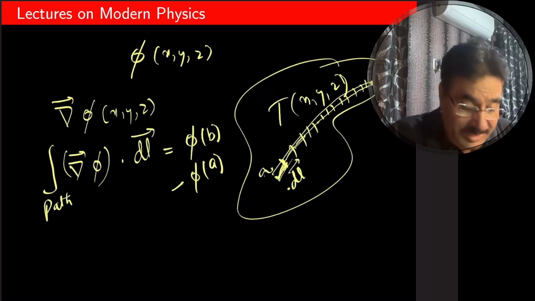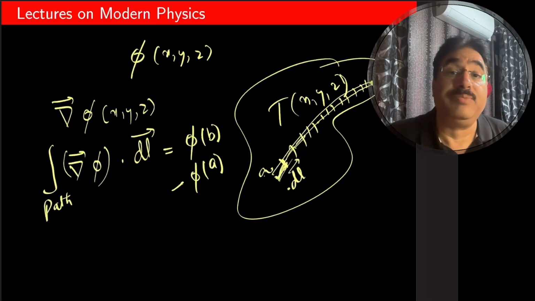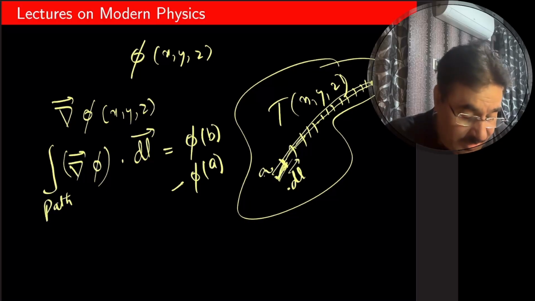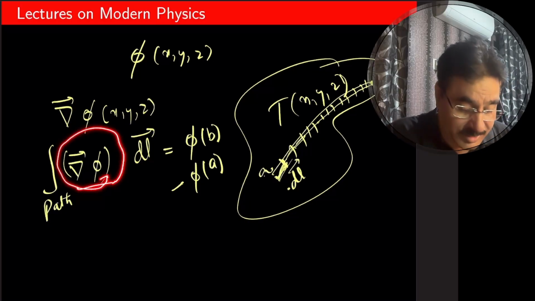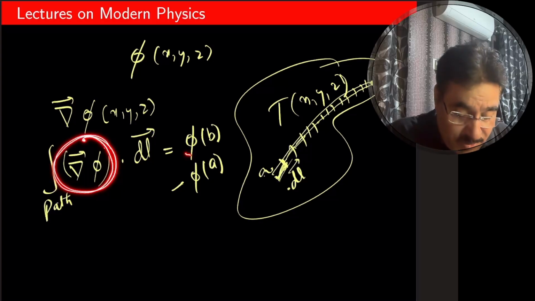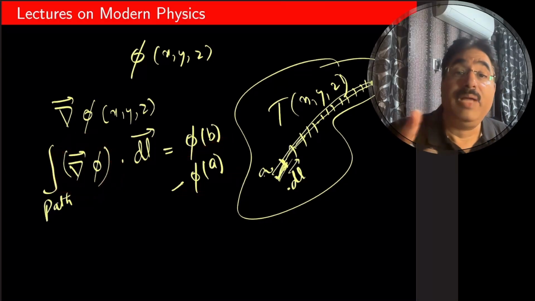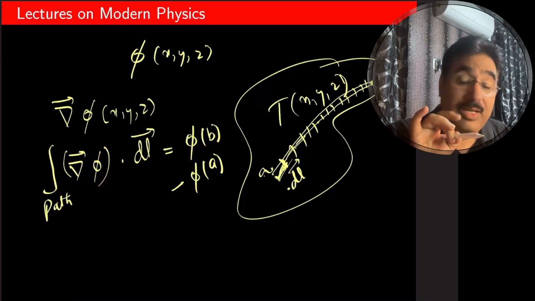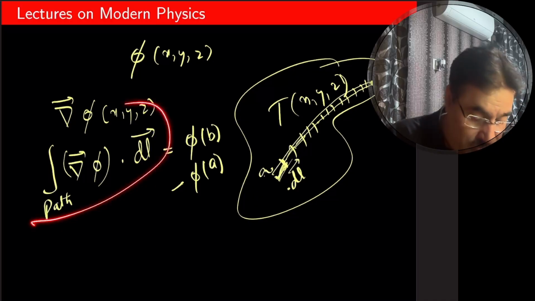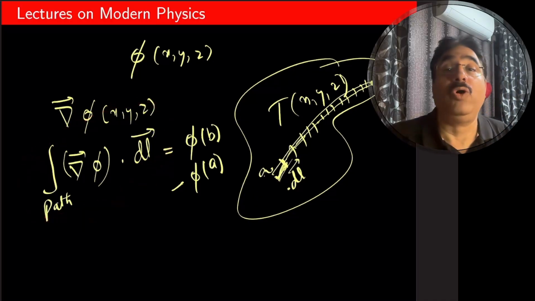So now let me revise what I'm saying, and let me re-say what I said. How would you put it mathematically? You will say that the path integral of the gradient of a scalar function is equal to the difference of the function at the endpoints of the path. You take the initial point of the path and the end point of the path, and you calculate the difference. That is your theorem of gradient.